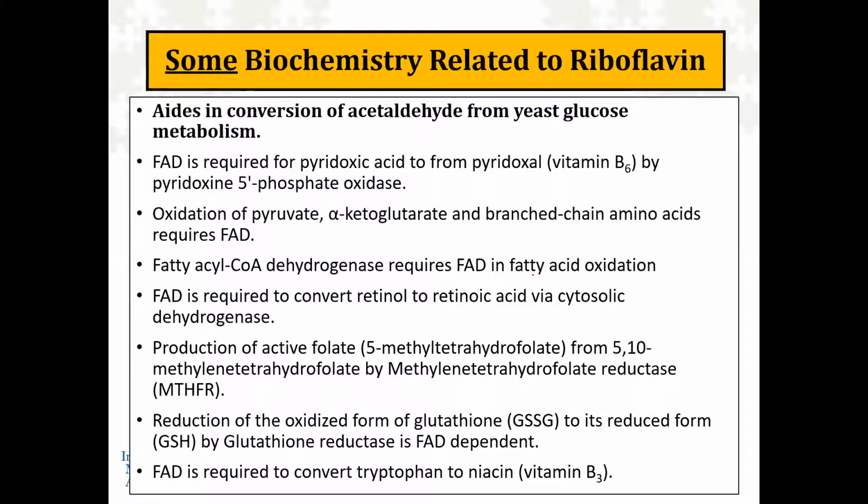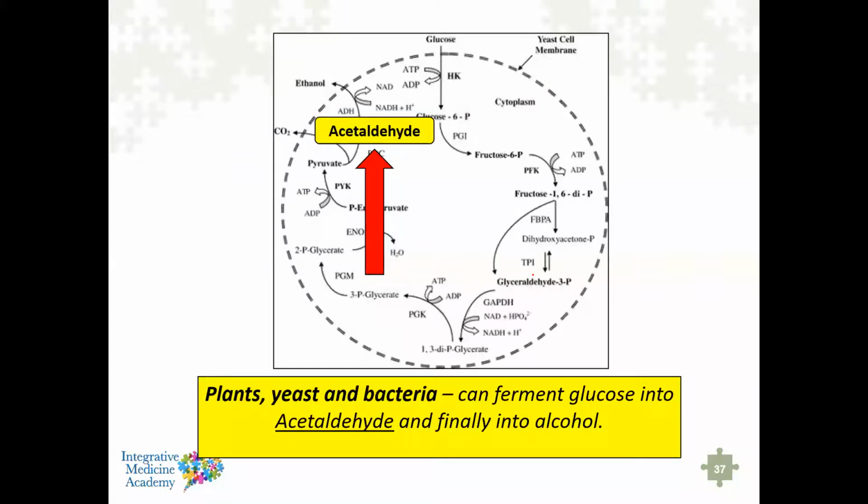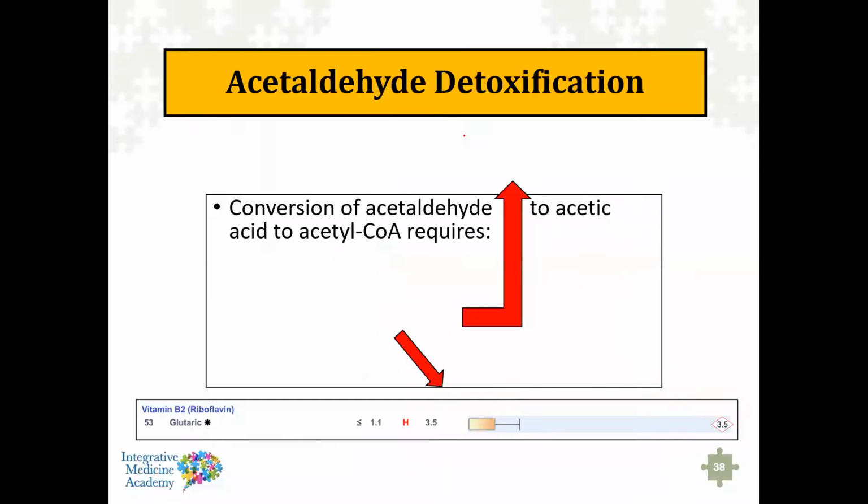First, let's start with acetaldehyde. What is acetaldehyde and where does it come from? Well, one of the things where acetaldehyde can come from is alcohol consumption. It can also be produced by yeast. Yeast and the metabolism of yeast will take glucose and it'll create ethanol as an end product. But in the step prior to that, it can produce acetaldehyde. And acetaldehyde needs to be converted.